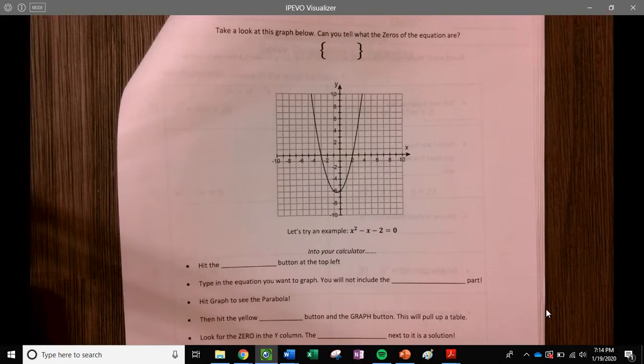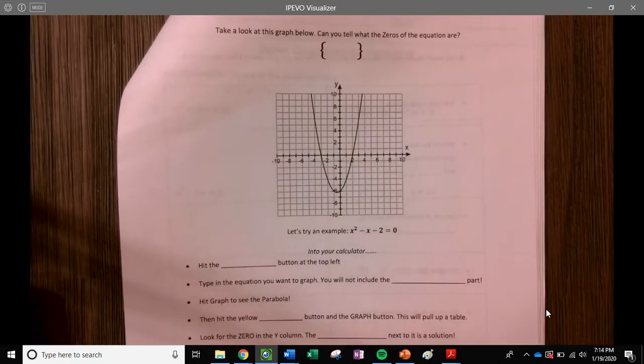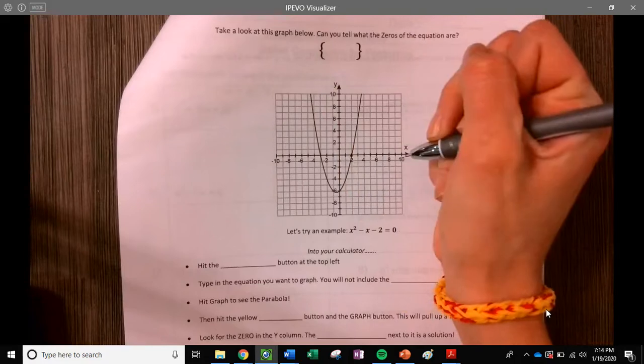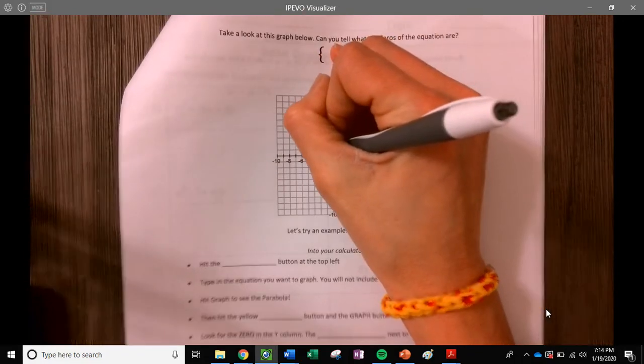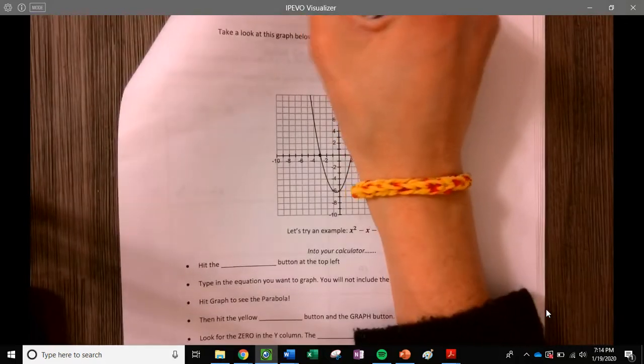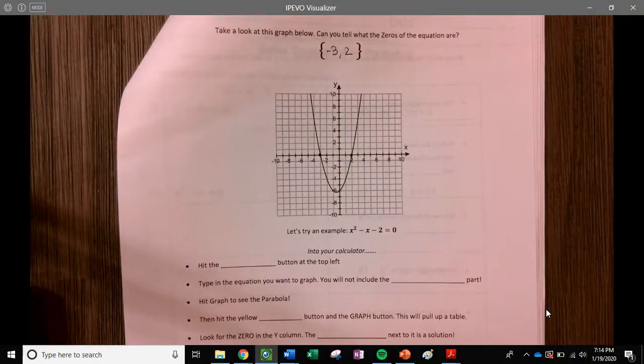So what is the answer? What is the solution of this particular graphed quadratic equation? It's the spot where the line crosses the x-axis. So I've got one right here at 2 and one right here at -3. So that means that my solution for this quadratic are -3 and 2. I only write the x values in those curly brackets.